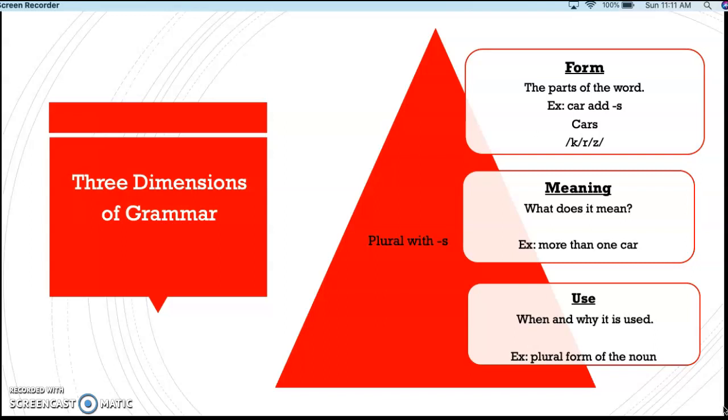Meaning refers to the semantic level of the structural items, including lexical and grammatical meaning. What does the word mean? The word cars means that there is more than one car. Use. Use accounts for meanings across different contexts and discourse. It is the when and why. Why? Adding an S creates a new meaning for the word car to now cars, which means more than one.